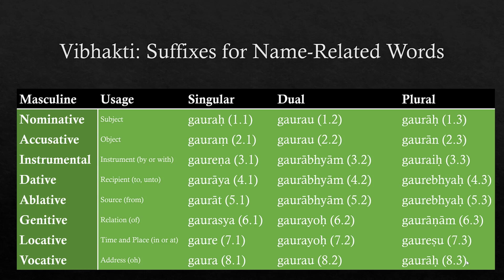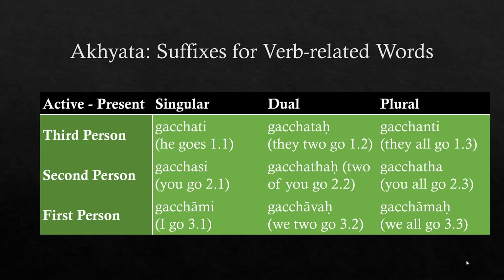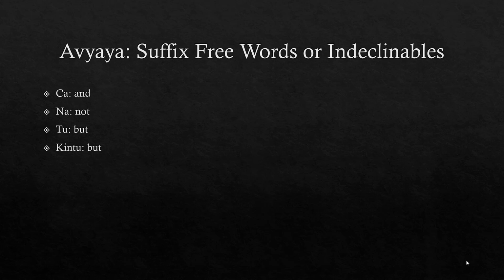Now once you have understood these declensions, by the way, the suffixes for name-related words are called Vibhaktis, and the suffixes for verb-related words are called Akhyata. Now apart from these verb-related words and name-related words, there is a third type of words which are known as indeclinables. Now these indeclinables don't have any suffixes for any time, place or circumstance, like cha, which means and, na, which means not, tu means but, and kintu means but. So like that, there are many more indeclinables, and for them there is no time suffix for usage.